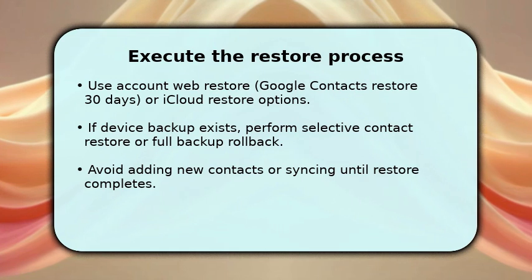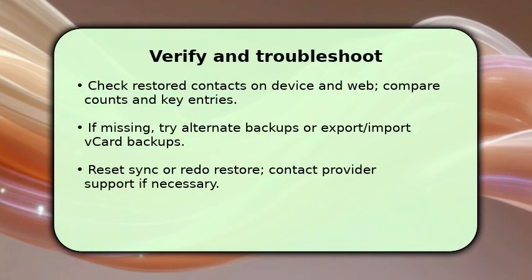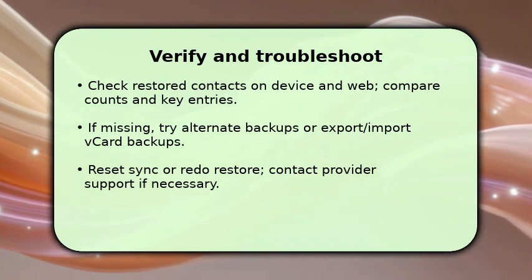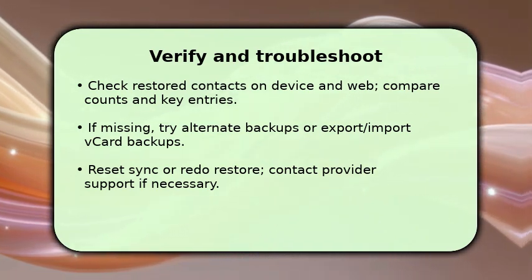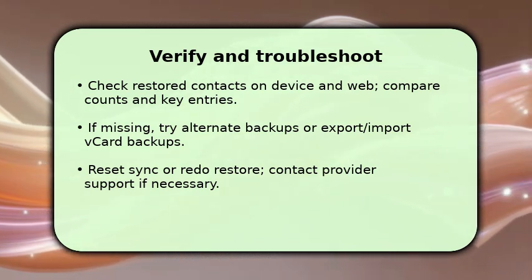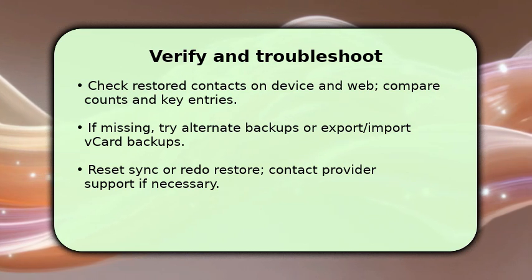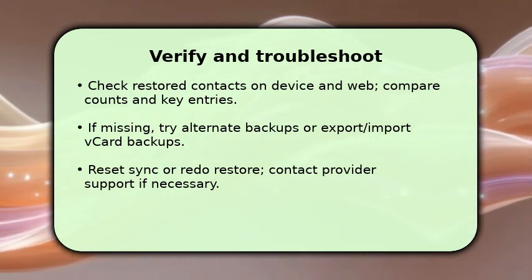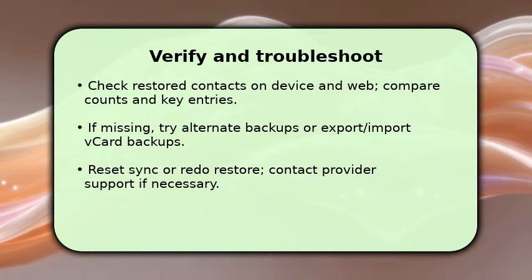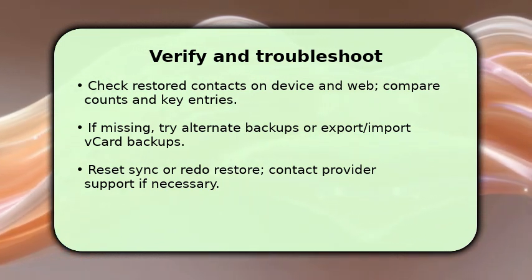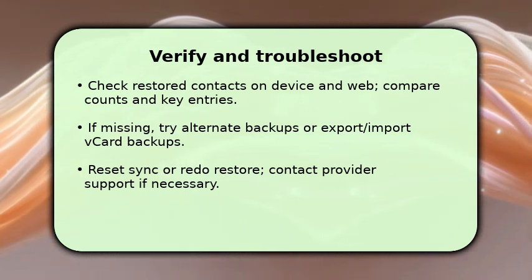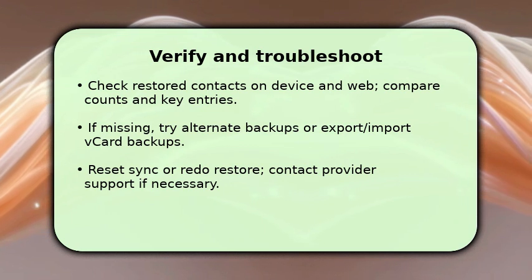Finish by verifying that contacts reappear across devices and the web. You should open your Contacts app, refresh sync, and check several entries. Confirm counts match your backup. If items are still missing, try a different backup date or export/import a vCard from the account web interface. Once verified, re-enable normal sync. If problems persist, clear account sync data and retry the restore or contact the account provider's support. One key troubleshooting tip: avoid further syncs until you've recovered.